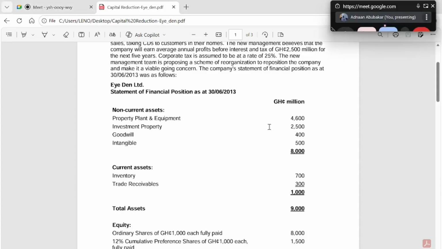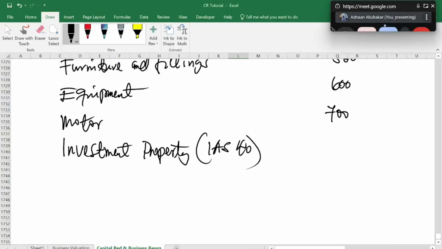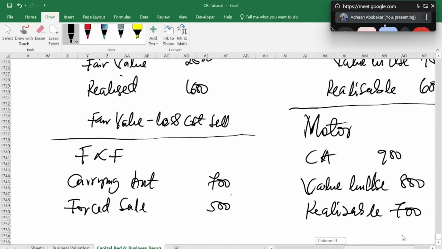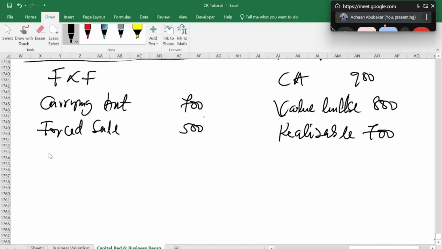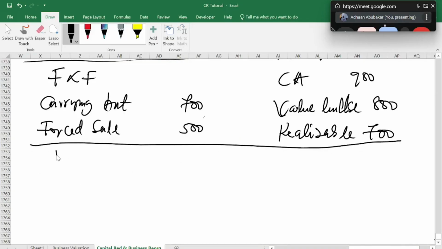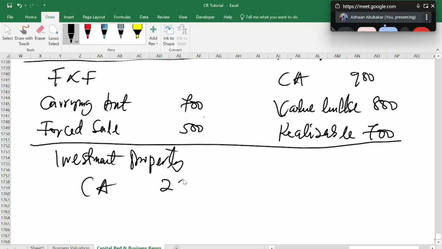Now, what are they saying about investment property in the question? In the question, let's take note two. So here, the investment property company has a fair value of 2 million. So you have investment property like this, and the current amount of investment property is how much? Check for me. 2,500.